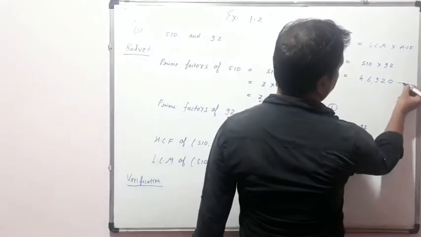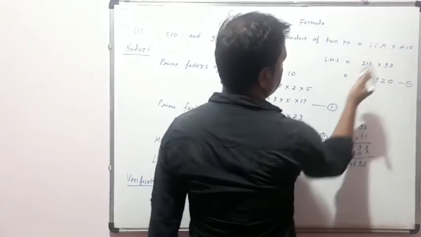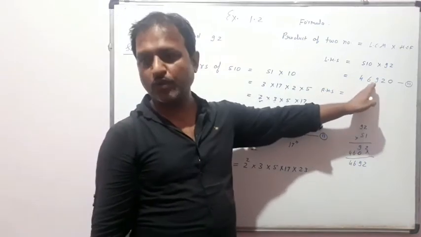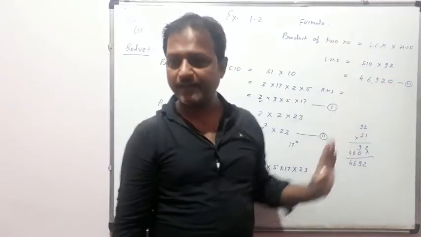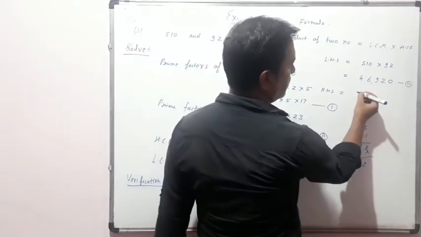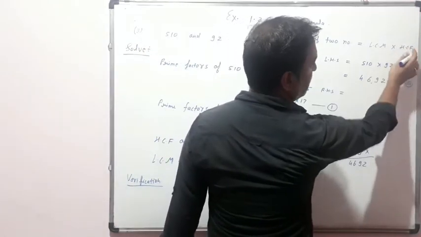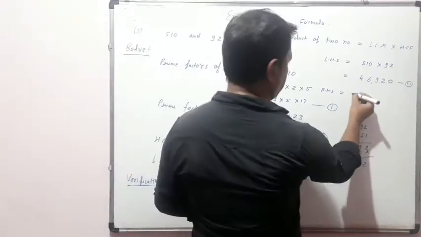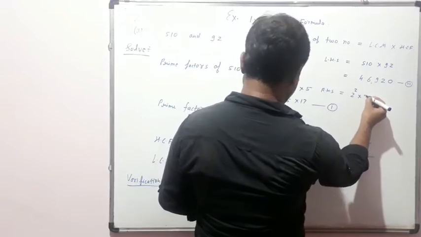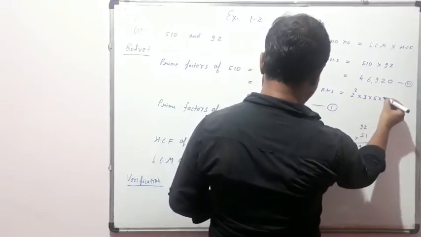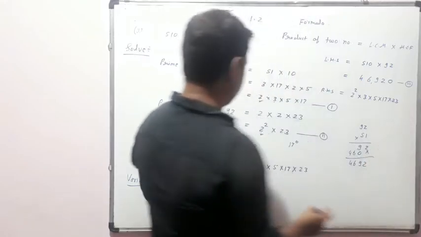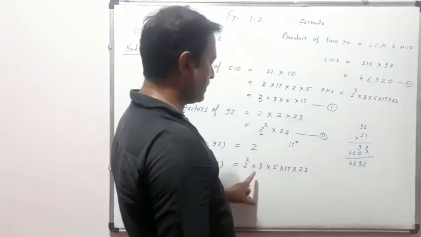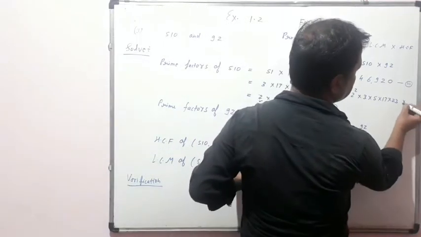Now this is our equation number 3. Next we find the RHS. If LHS and RHS come out equal to each other, then our relation is verified. Now RHS is LCM into HCF. So what is the LCM? 2 to the power 2 into 3 into 5 into 17 into 23. Clear? And what is the HCF? The HCF is 2.